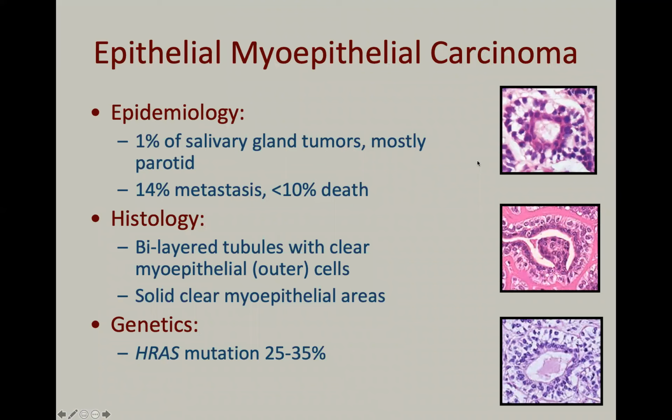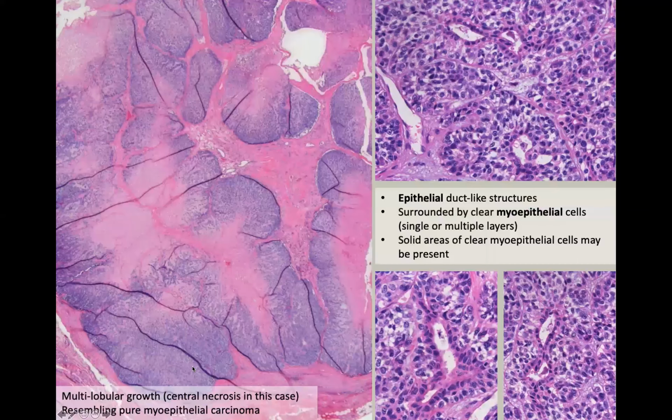Epithelial myoepithelial carcinoma is a rare form of salivary gland cancer, but its histologic features are quite striking, meaning there are these bilayered tubules of epithelial, right, and myoepithelial cells, often with very, very clear myoepithelial cells at the periphery of these ducts. Some of them have HRAS mutations. Here's an example. What does this remind you of?